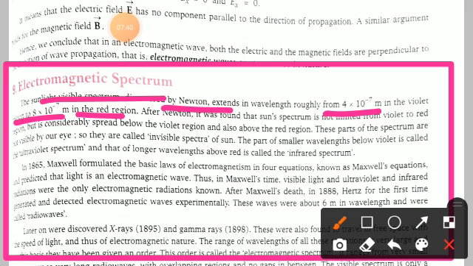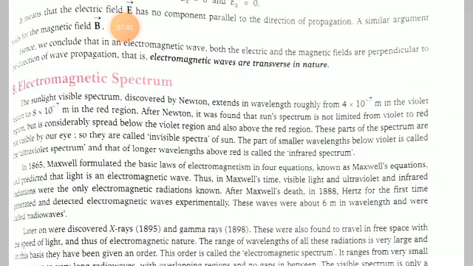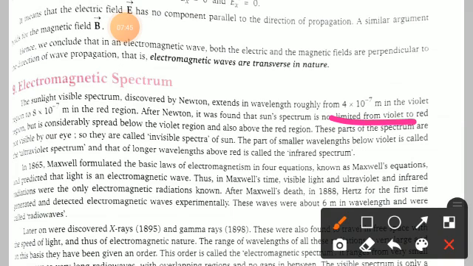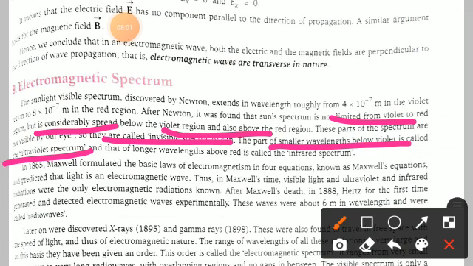After Newton it was found that the sun's spectrum is not limited from violet to red region, but is considerably spread below the violet region and also above the red region. These parts of the spectrum are not visible to our eyes, so they are called the invisible spectra of the sun. The part of smaller wavelength below violet is called the ultraviolet spectrum. This you kindly note down. And that of longer wavelength above red is called the infrared spectrum. Clear? So the smaller wavelength below the violet is the ultraviolet, and the wavelength above red is called the infrared spectrum.